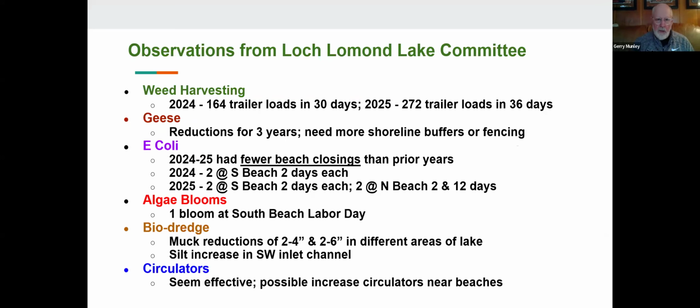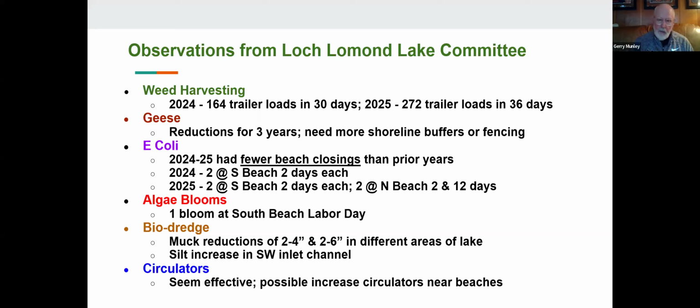So these are the additional observations from our committee. And we did have our end of the year meeting last week. So these all correspond to some of our lake management plans. Weed harvesting really increased significantly from last year, primarily because we created a second site where they could offload all of the weeds. And it has been very effective.